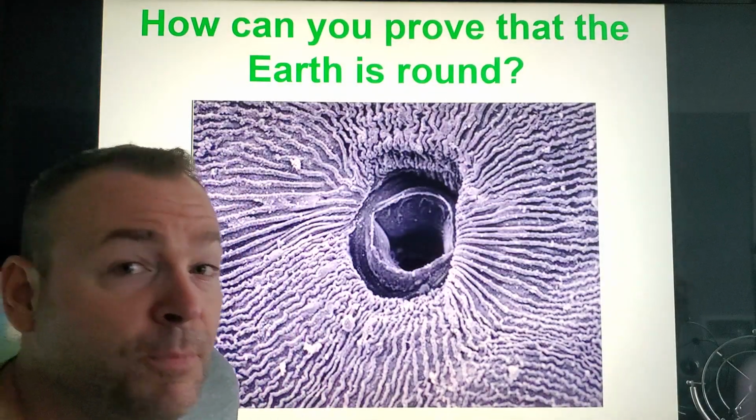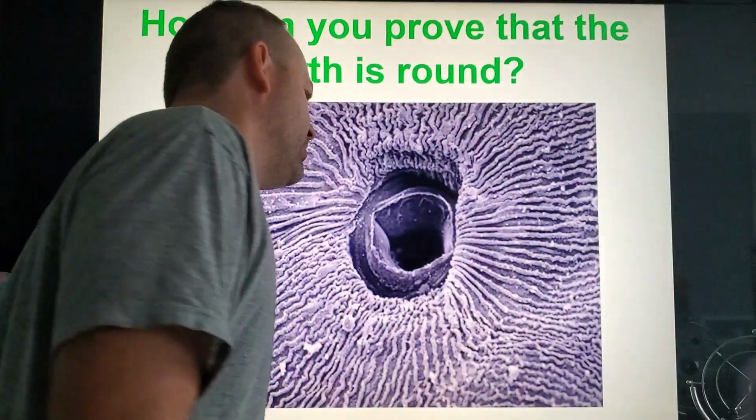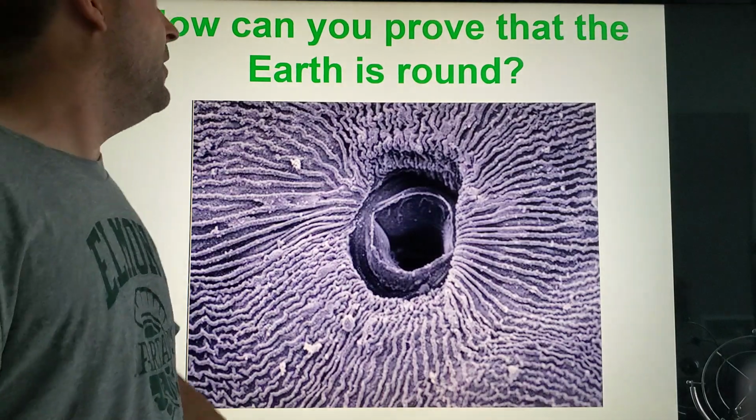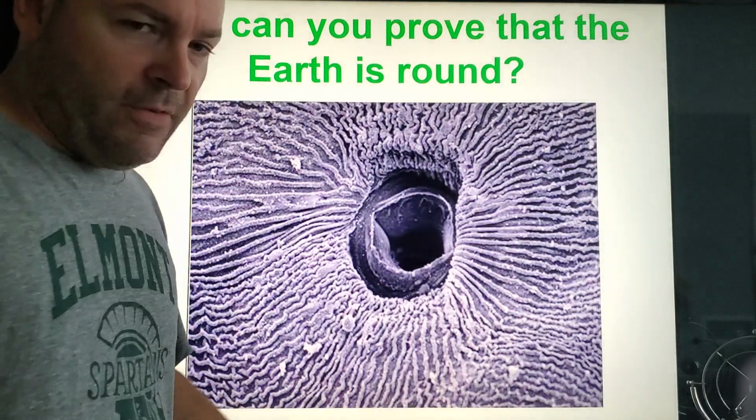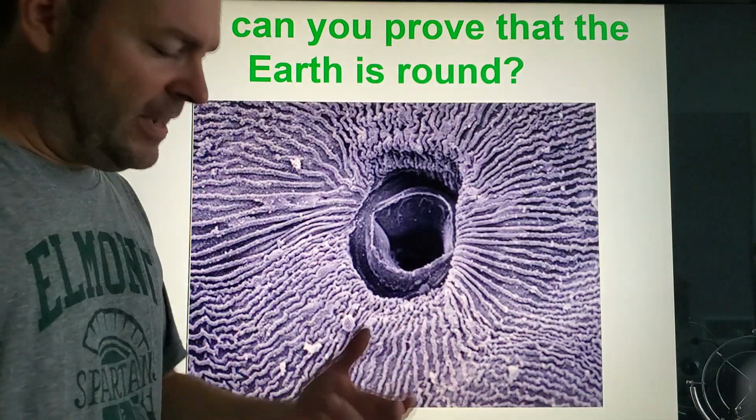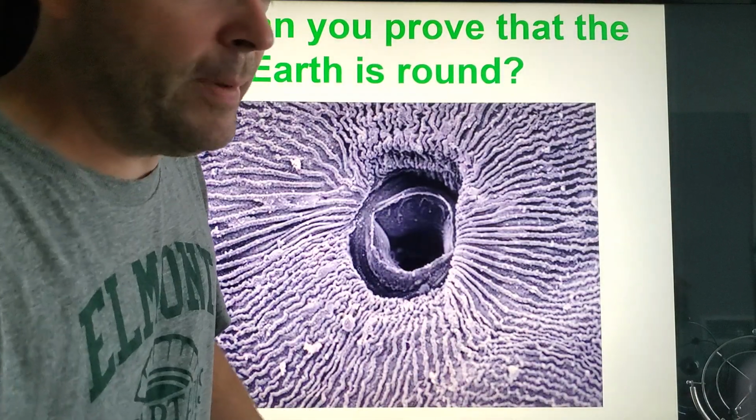Sometimes, however, it's a matter of perspective. So if you're looking at this picture, and you say to yourself, well, what in the world is that? Well, if you remember from Living Environment, the bottom side of a leaf has these little holes in it called stomates.